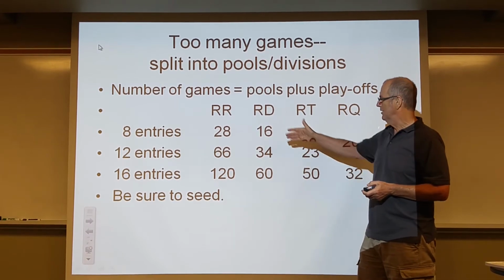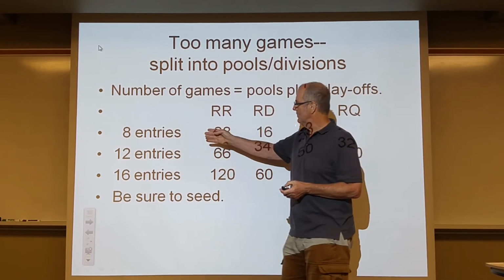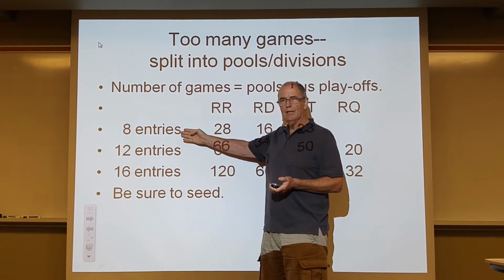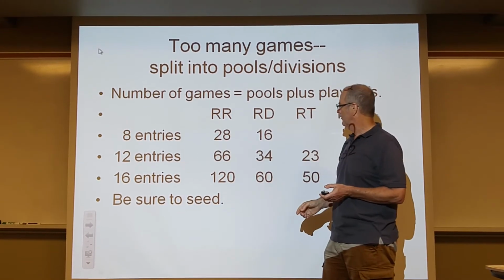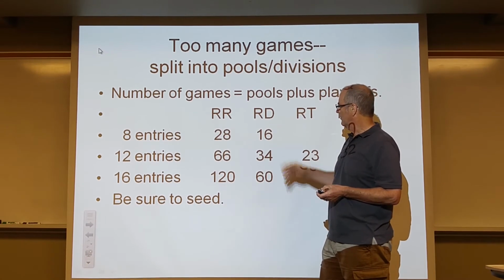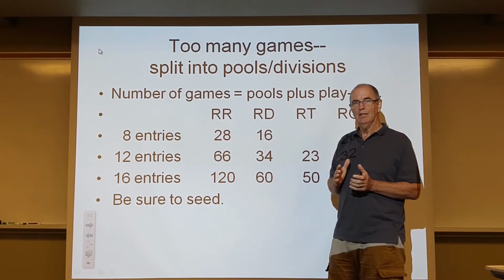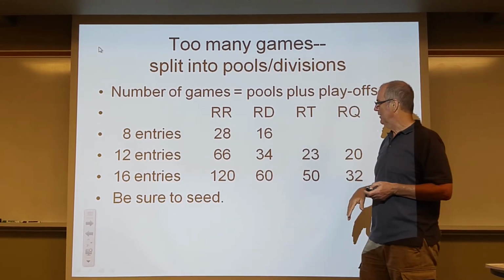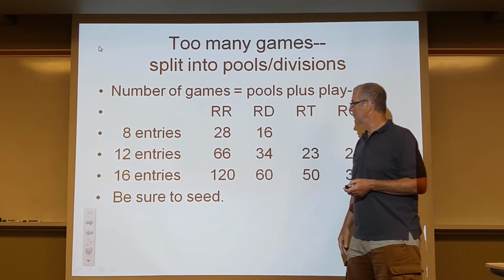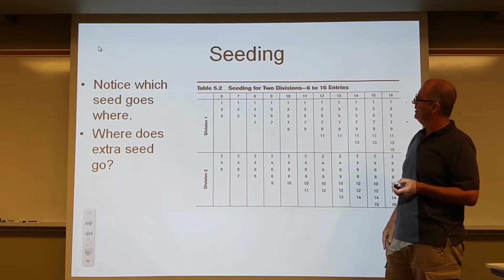I would try to break them down into pools. Even for eight entries, single elimination would be 7, double elimination would take 14. So you've got two extra games with round robin double, but it's going to take you fewer rounds to complete because you're using your locations more effectively than you would in double elimination. So you'll be done more quickly with round robin double. So be sure to seed, and it will all work.